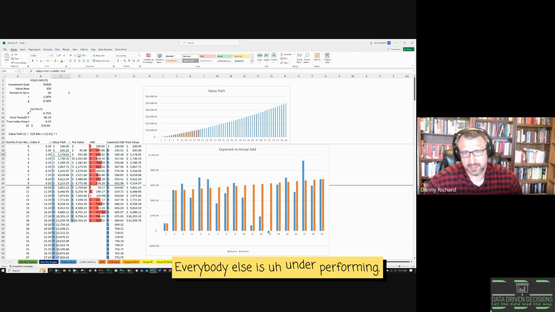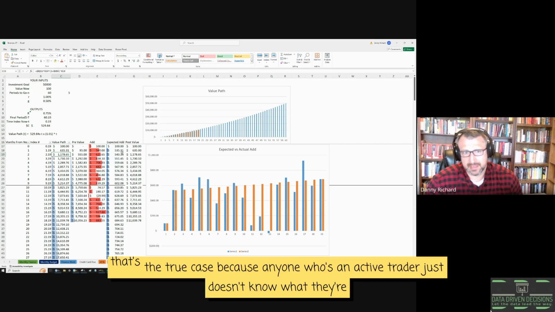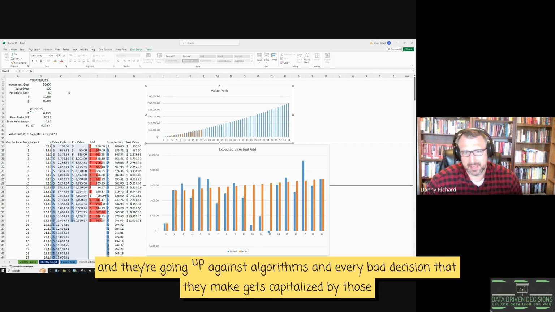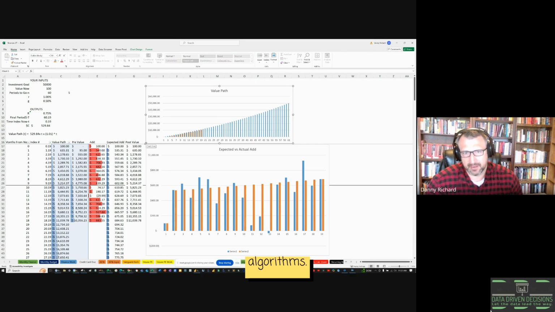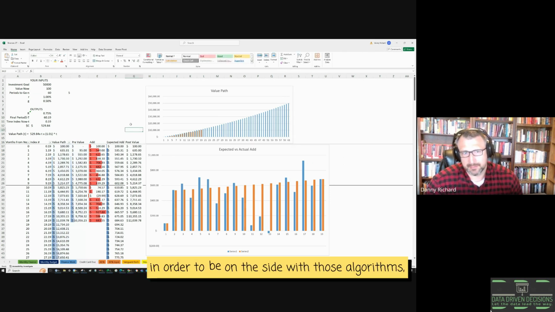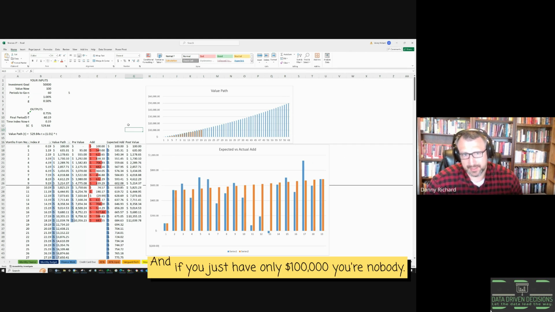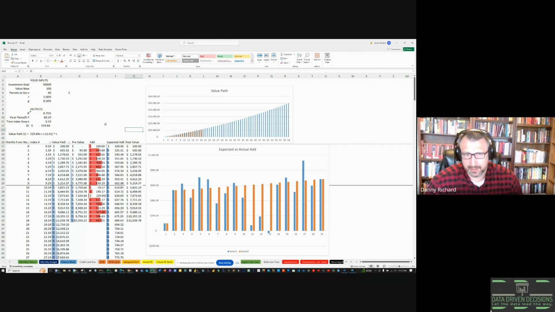Everybody else is underperforming. That's the true case, because anyone who's an active trader just doesn't know what they're doing. They're going up against algorithms, and every bad decision they make gets capitalized on by those algorithms. In order to be on the side with those algorithms, you have to have hundreds of millions of dollars to be with the big boys. If you only have $100,000, you're nobody.